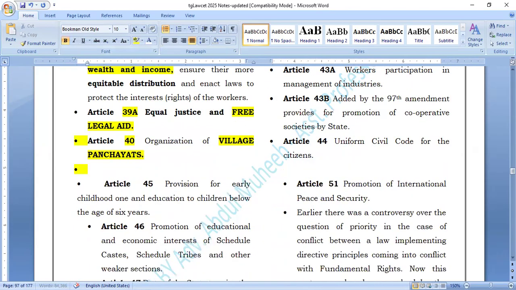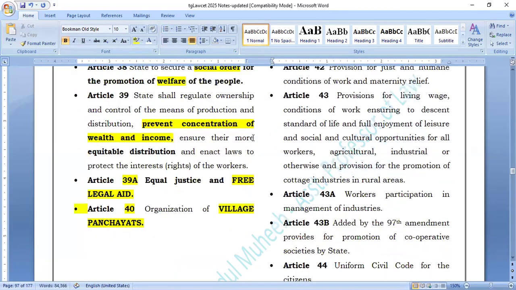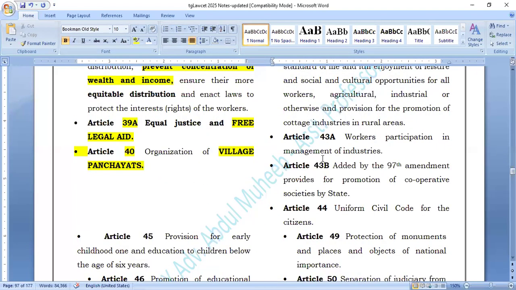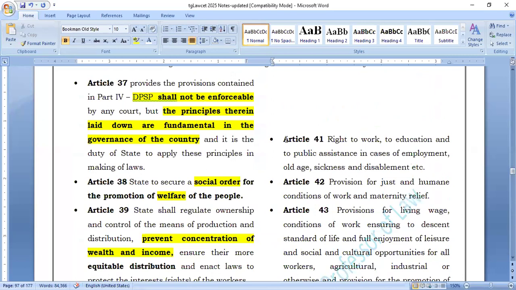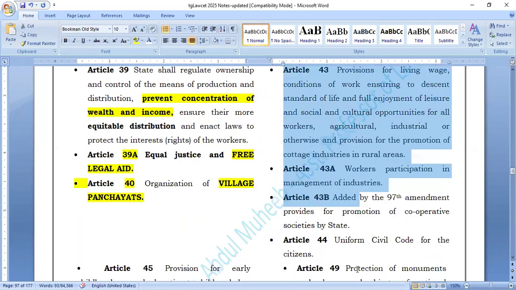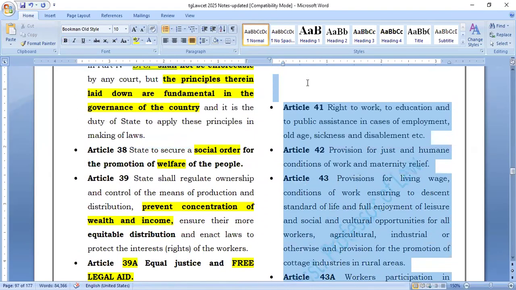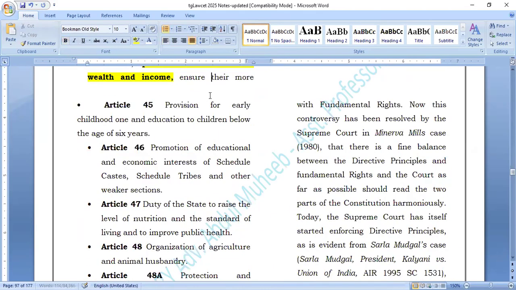Then Article 41: right to work, to education and to public assistance in case of unemployment, old age, sickness and disablement, etc. I think the print is slightly wrong here; 41 should come after 40. Yes, sir.